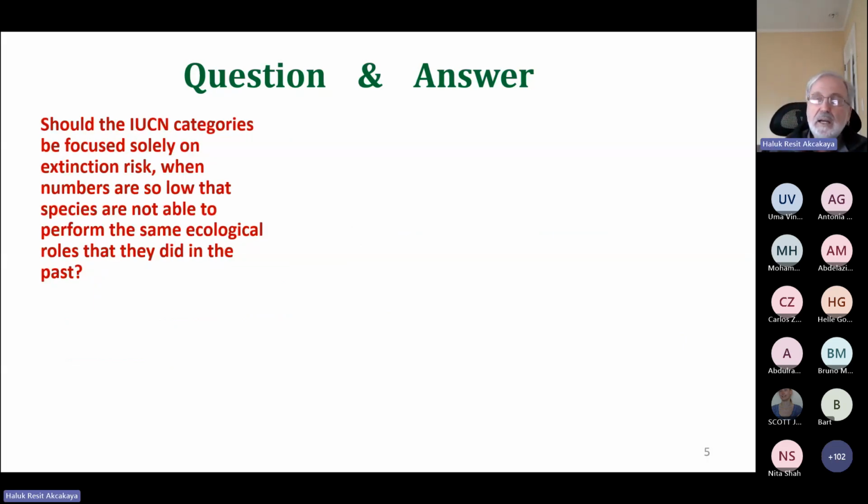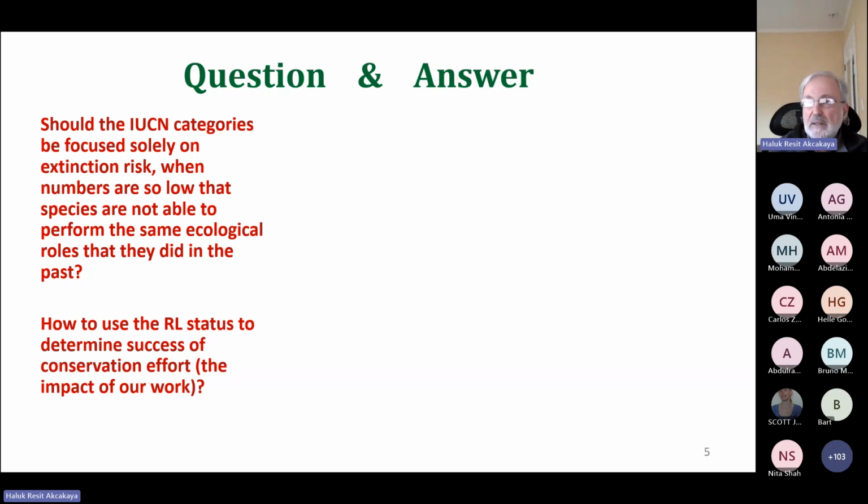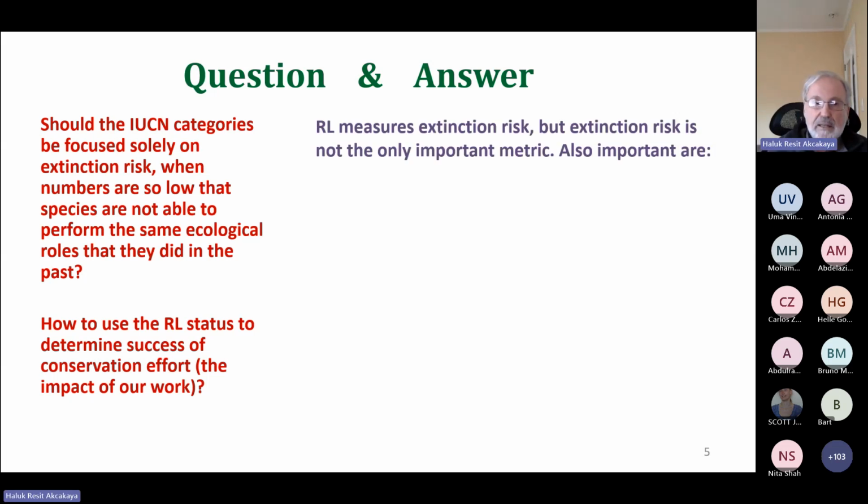Another question was, should the IUCN categories be focused solely on extinction risk when numbers are so low that species are not able to perform the same ecological roles that they did in the past? And another question kind of related is how to use the Red List status to determine the success of conservation efforts, the impact of our work. Now, again, the Red List measures extinction risk, so it doesn't measure ecological roles. It doesn't measure conservation effort. It has one important role, which is to measure extinction risk. But extinction risk, of course, is not the only important metric in conservation.